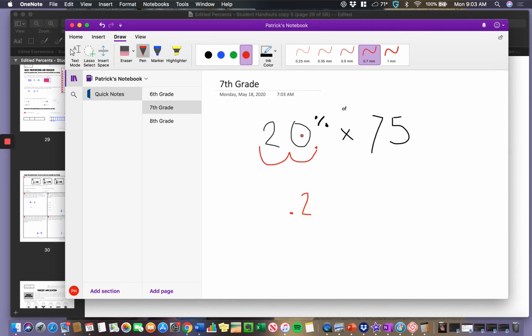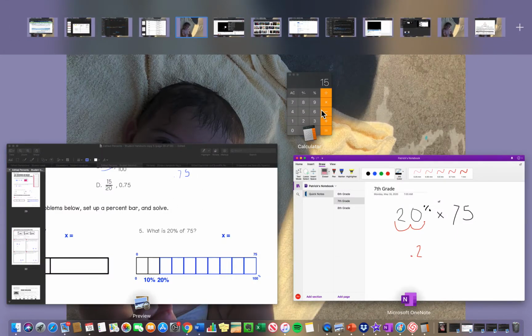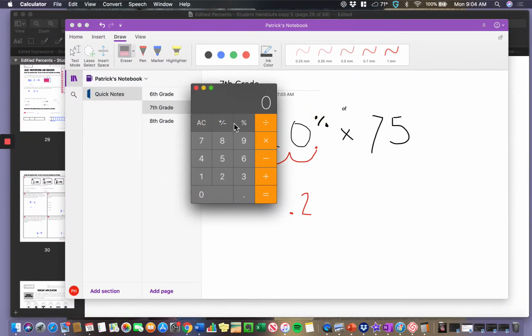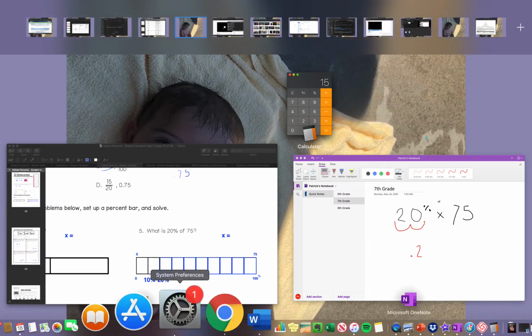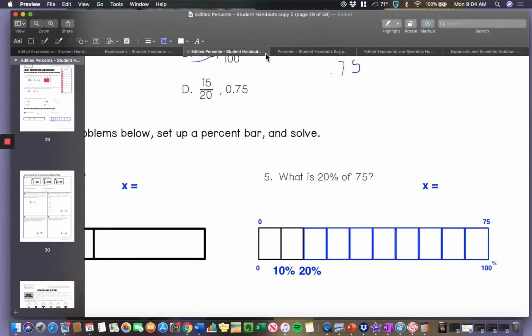0.2. Remember, we're going to drop this 0. There is no 0 on the end of any decimal, unless you're talking about money. So I could take 75 times 0.2, and it should give me 15. There you go. So that means 20% is worth 15.